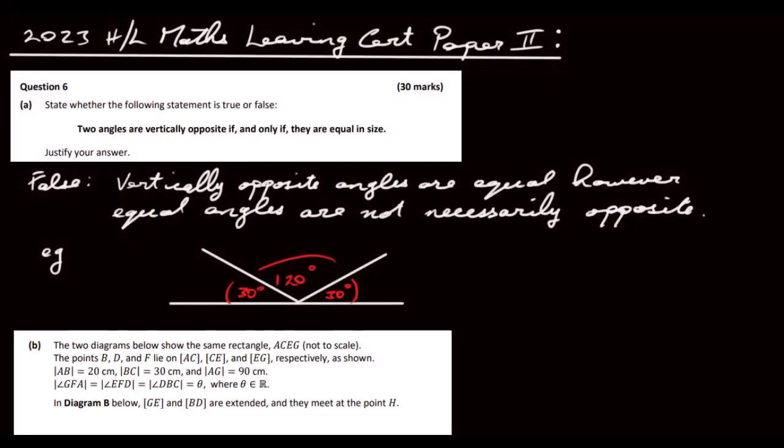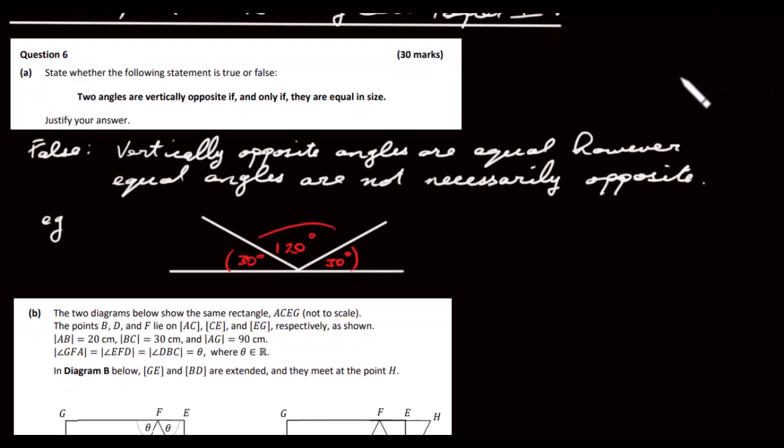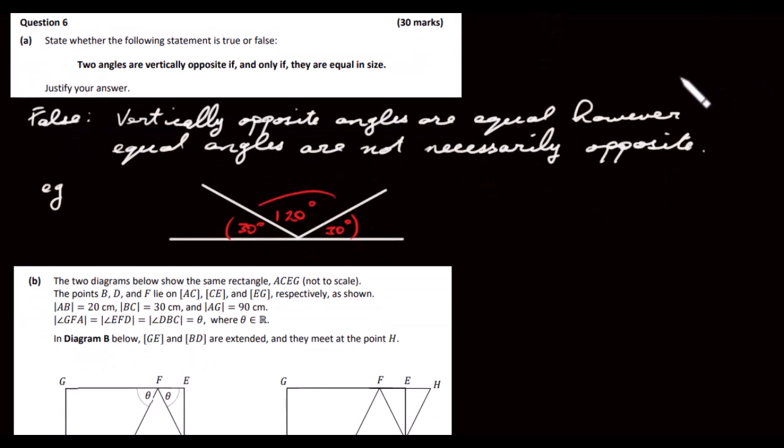Okay, so this is the 2023 Higher Level Maths Leaving Cert Paper 2, question 6. So we have part A here. State whether the following statement is true or false: two angles are vertically opposite if and only if they are equal in size.